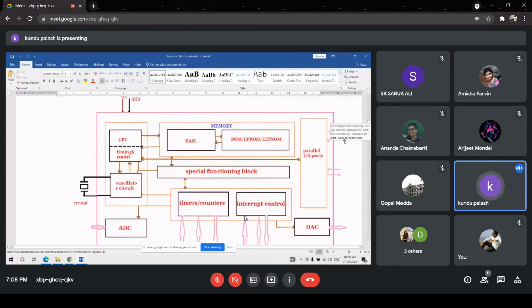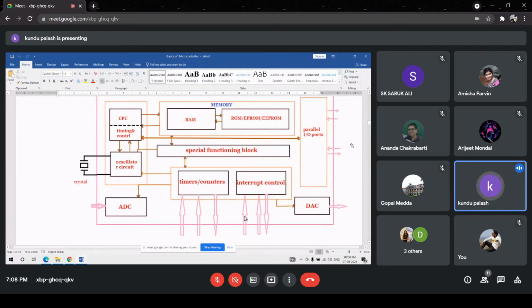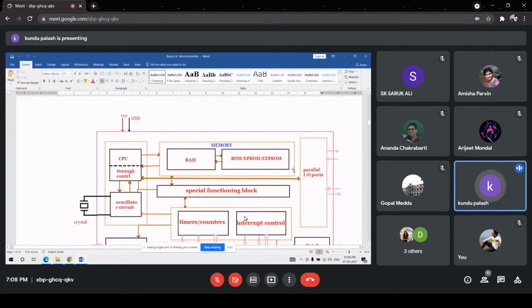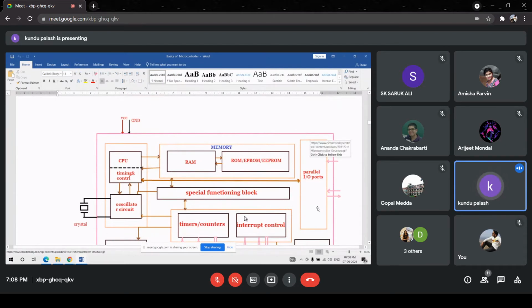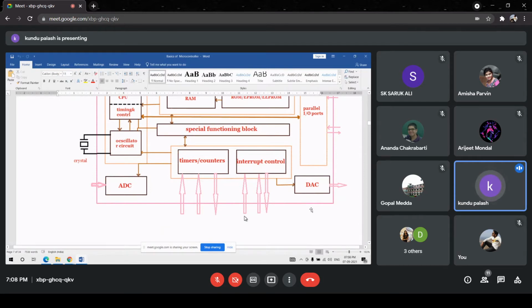This is the internal block diagram of any typical microcontroller, almost similar to the 8051, but this is a general diagram. The timers/counters are one of the important peripherals. The interrupt control circuit is another important peripheral, as well as the parallel I/O ports. The registers of the parallel I/O ports are peripherals. Memory, RAM, ROM, ADC, DAC are also available in some microcontrollers and belong to the peripherals.